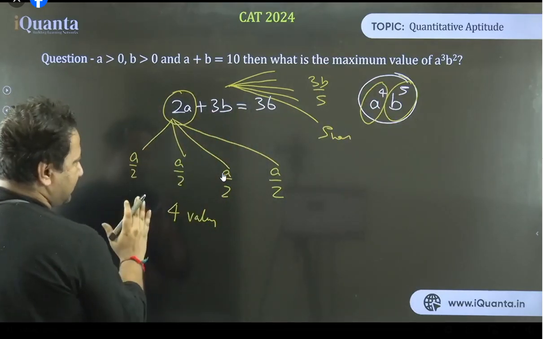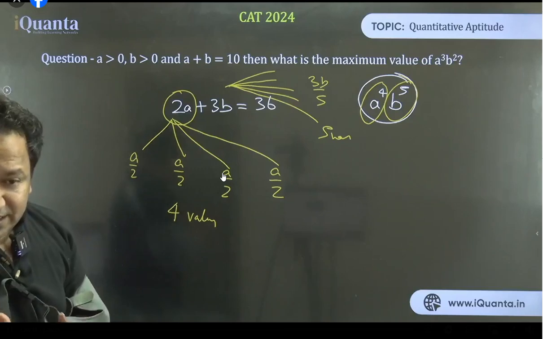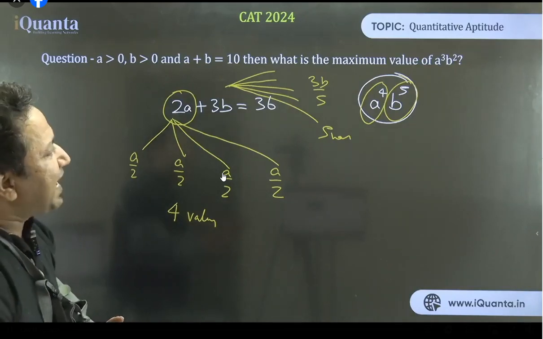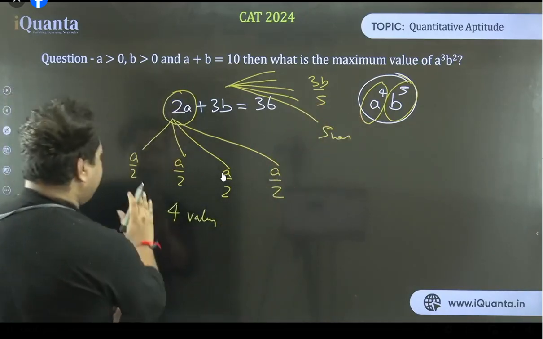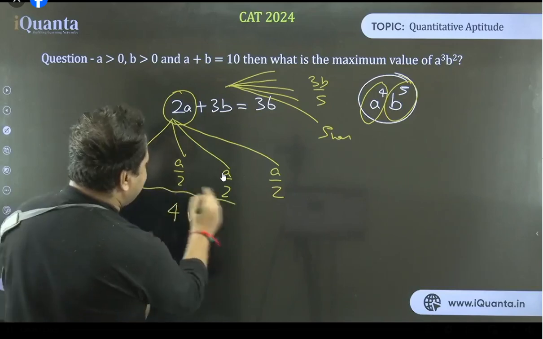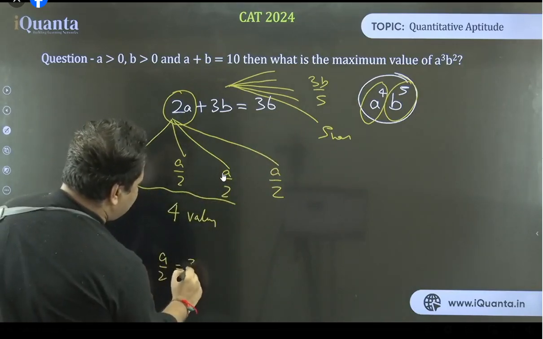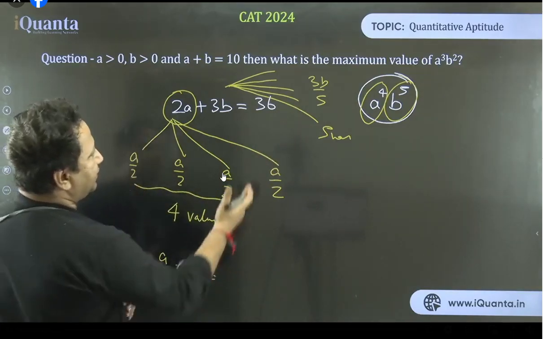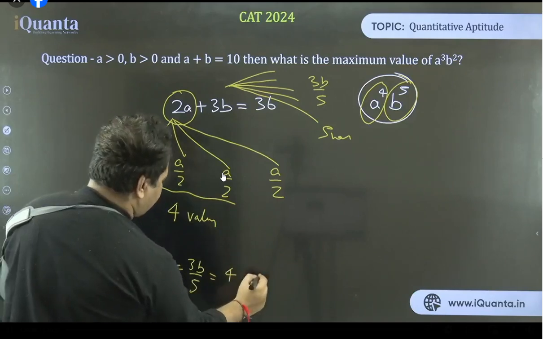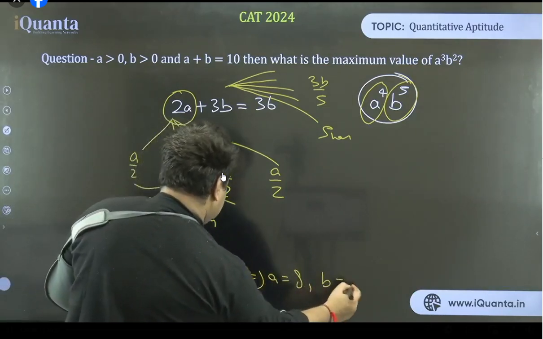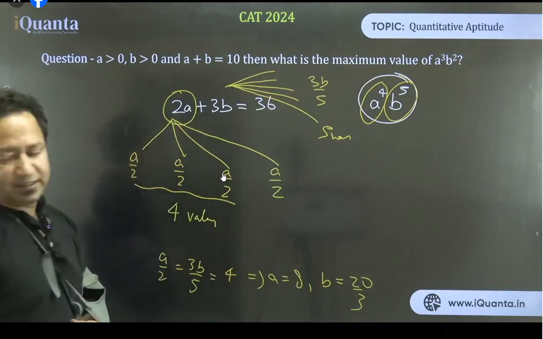That means, and what is the theorem? That they have to be as close as possible to maximize the product. So a by 2 and 3b by 5 should be equal, isn't it? And they will be equal to what? 36 divided by 9, that is 4. That means a is equal to 8 and b is equal to 20 by 3. Put in the values and get the answer. Is that clear now?